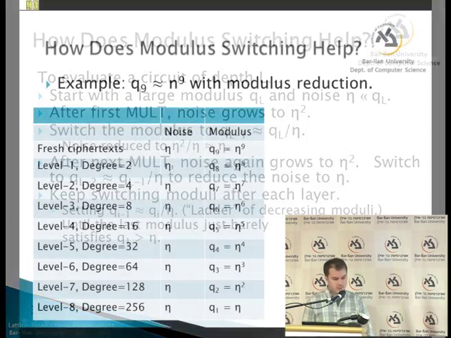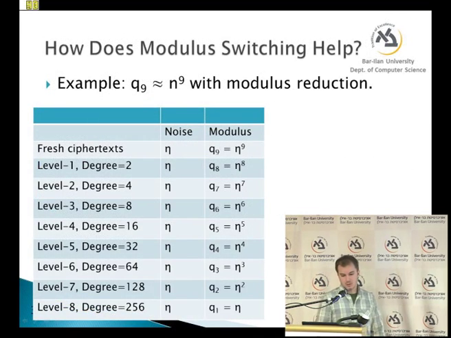So just to compare it to the old way of doing things. With modulus reduction, if we want to do 9 levels, we pick our modulus to be eta to the ninth, and, like I said, at each level you go to a smaller modulus, smaller by a factor of eta, and eventually you hit bottom, and you can evaluate 8 levels here. So there are some fence post error type things.